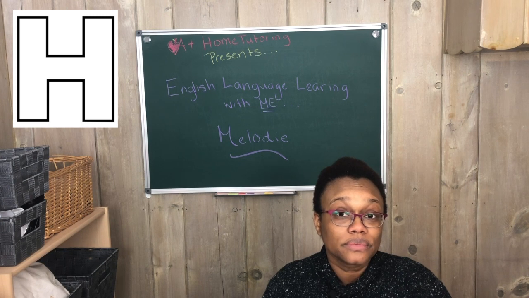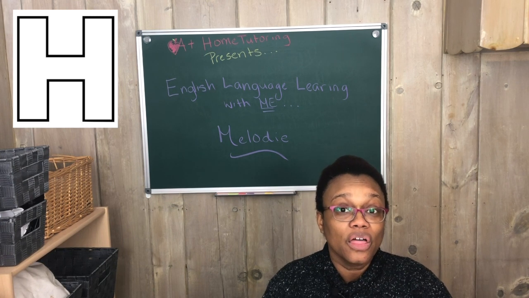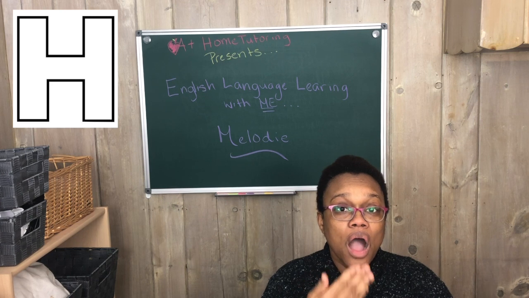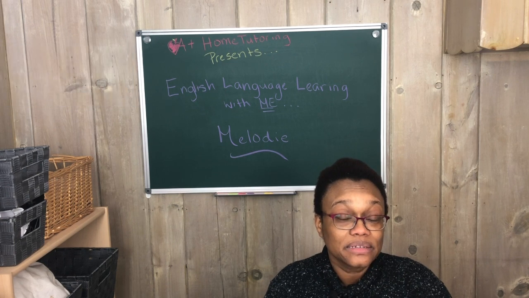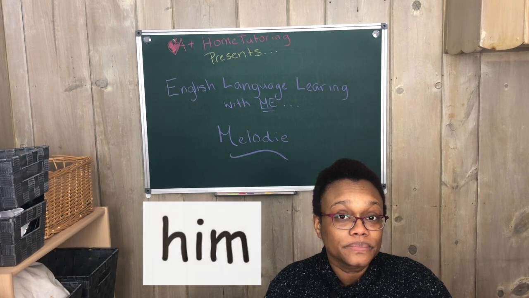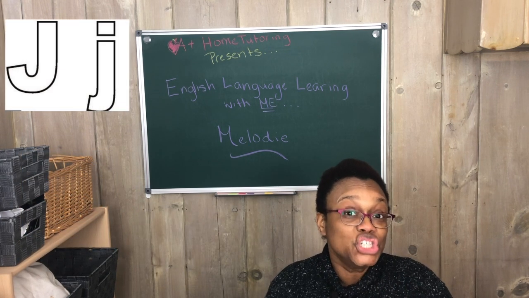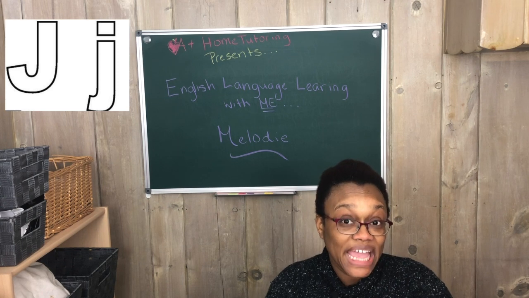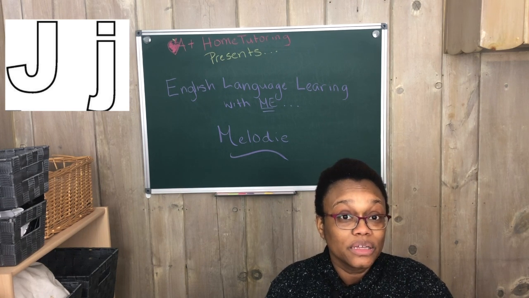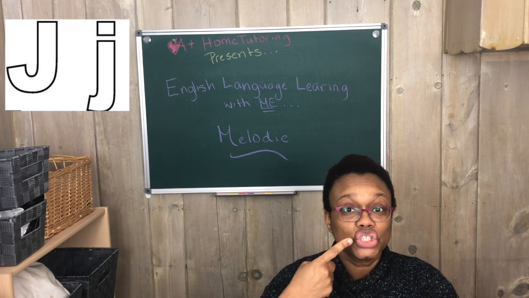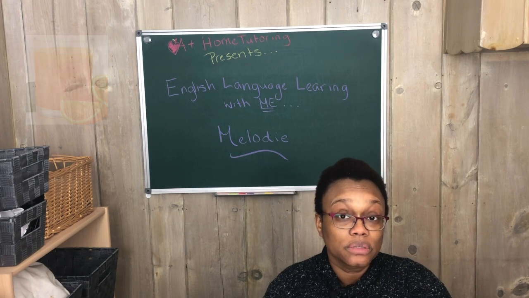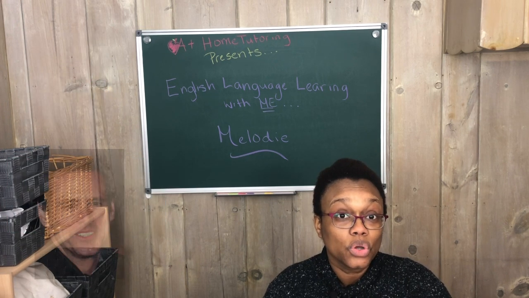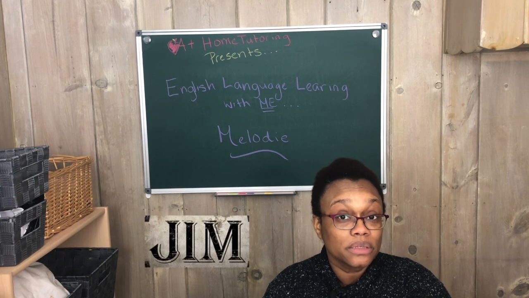The next letter is the letter H. H. H produces a h sound. An example would be hat, hello, him. The next letter is the letter J. J. J produces a j, j sound. For example, juice, joy, or a man's name, Jim.